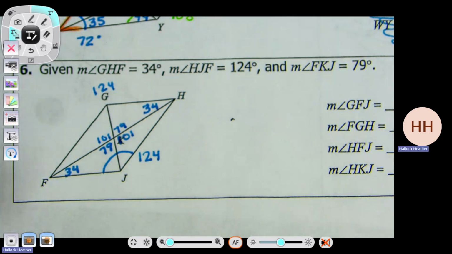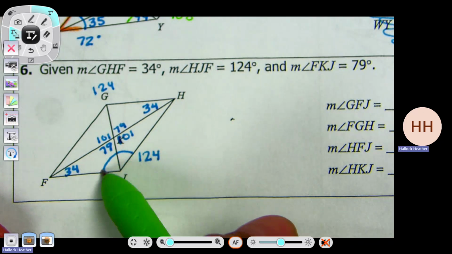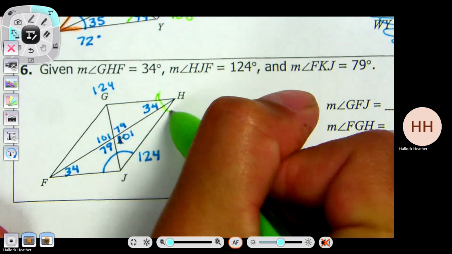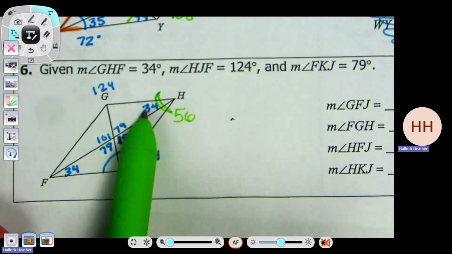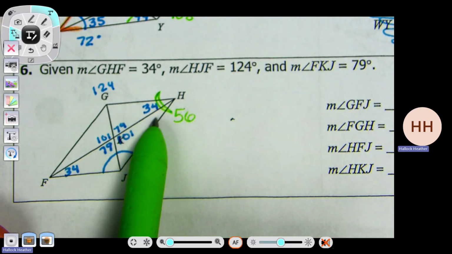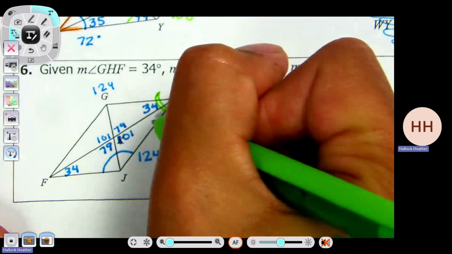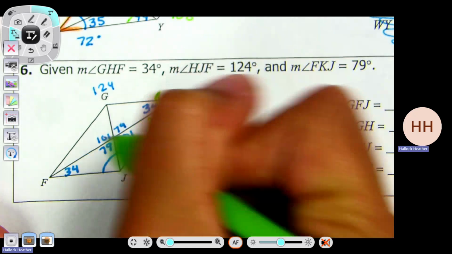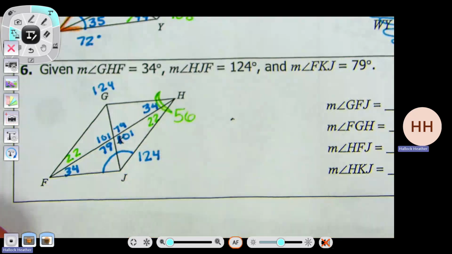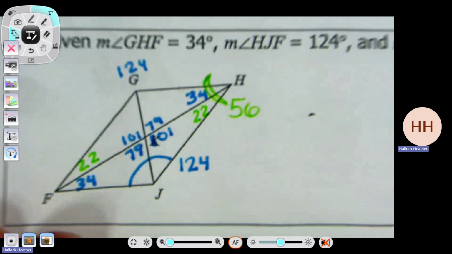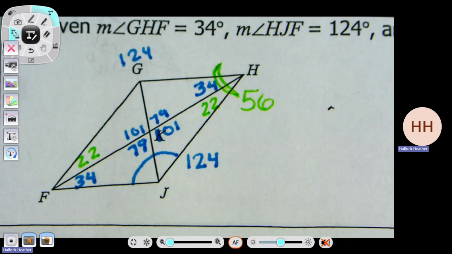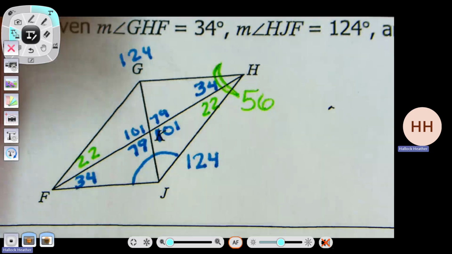Oh, okay. So if this is 124, how much is this angle in total? 56. Then if this is 34 and that's 56, how much is this little tiny piece? 22. And 22 can go here. Does anybody have a big enough brain to figure out how I can find those last little corners? Isn't it G? G, yeah, G is 124.